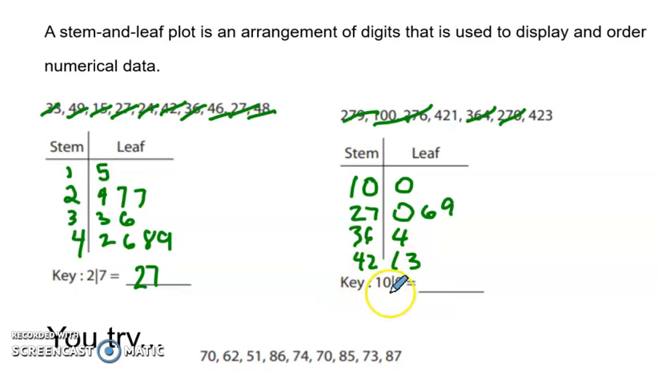So in our key, we're showing them that the first two digits, a 10/0, is going to represent 100. Okay, I wanted you to see one like that.